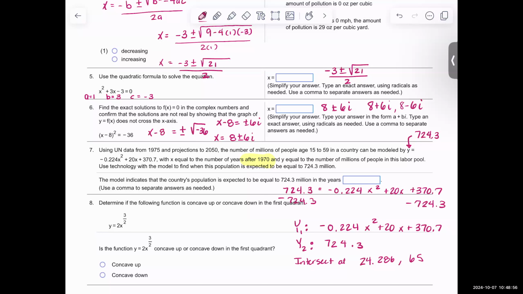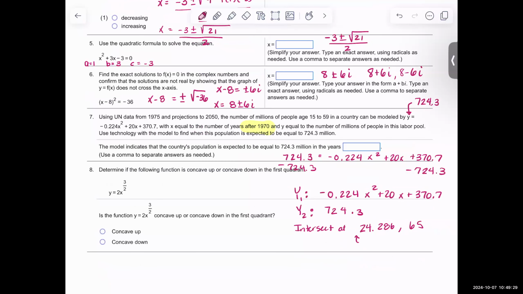And this is where the book gets interesting. Because the book says that 24.286, since we're talking about years, they want us to round it up to 25. I'm okay with 24 because I understand that you want to round it down, but because it's 24 and a little bit more, they want you to round it up to 25. So I'm going to round this up to 25 if I want to follow the book.